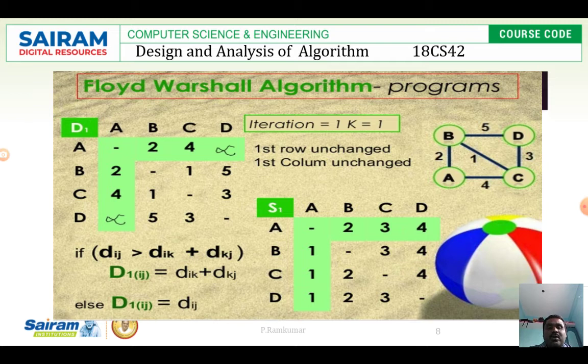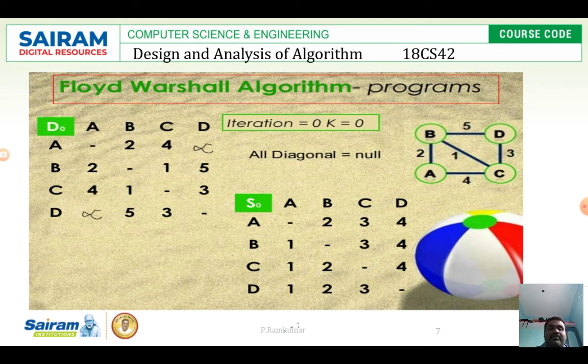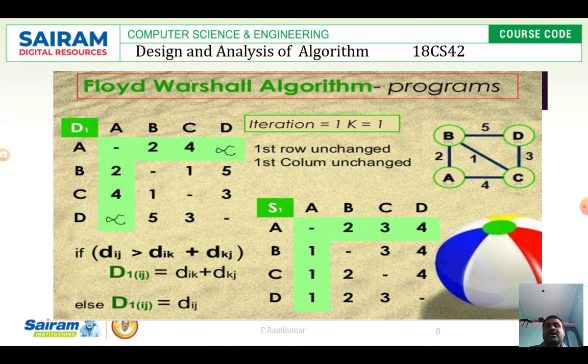When I am going to find out the D1 matrix, for that I have to consider the D0 matrix. In the D0 matrix I have to choose the first row and first column and keep them as they are, and there is no self loop, so all the diagonal elements will be 0. Next, B comma B is 0 because there is no self loop. B comma C, how am I going to find it? If I consider A as an intermediate node, then B comma C will be B comma A plus A comma C from this given graph.